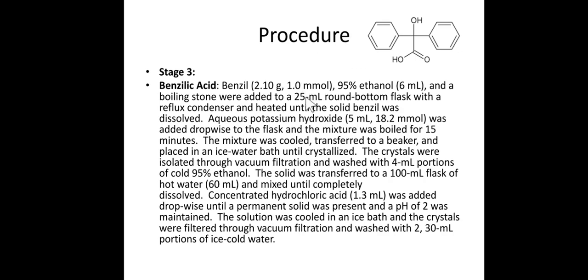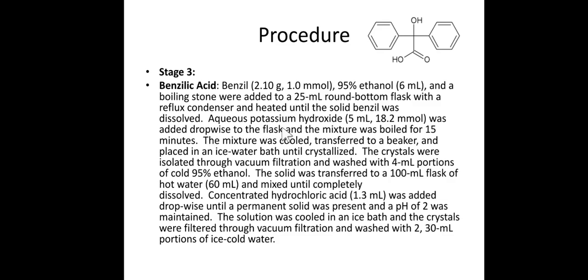It's a very famous reaction, or I will say famous rearrangement, known as the benzilic acid rearrangement. As you know, this rearrangement is carried out by aqueous potassium hydroxide or sodium hydroxide when we treat it with benzil. So how do we get the benzilic acid? We take benzil 2.1 gram in 95% ethanol and a boiling stone were added to a 25 ml round bottom flask with a reflux condenser and heated until solid benzil was dissolved. So the first step is just to dissolve benzil in the ethanol.